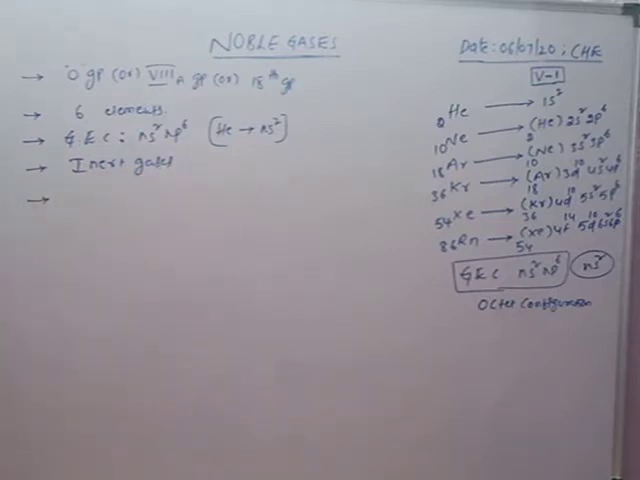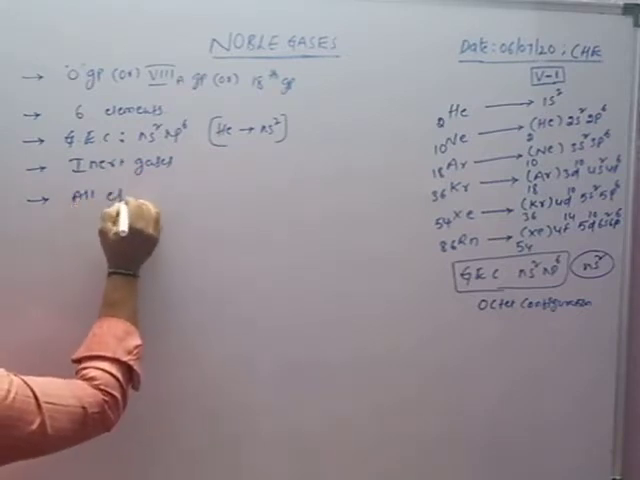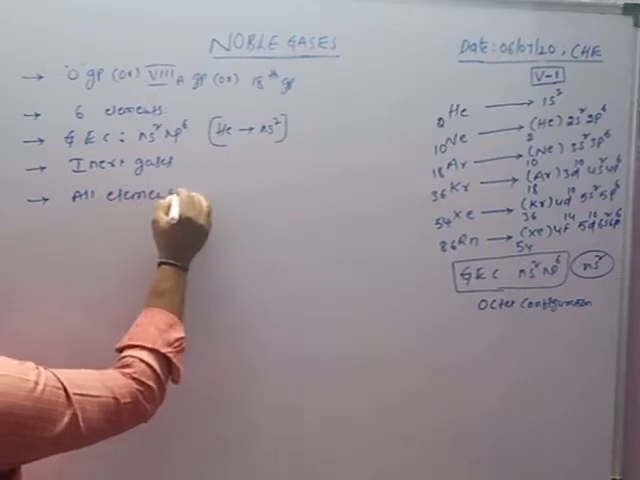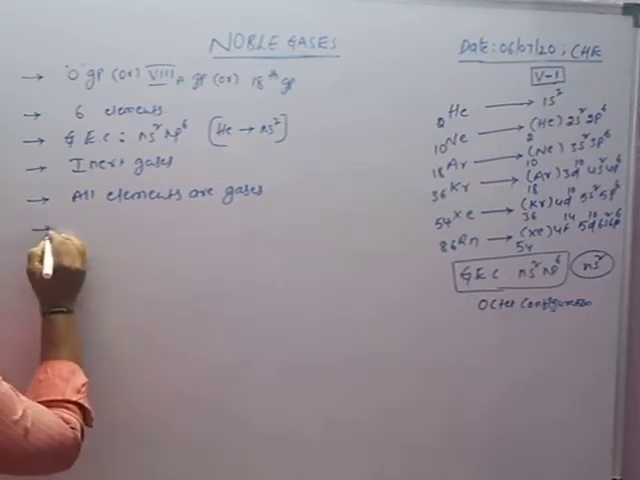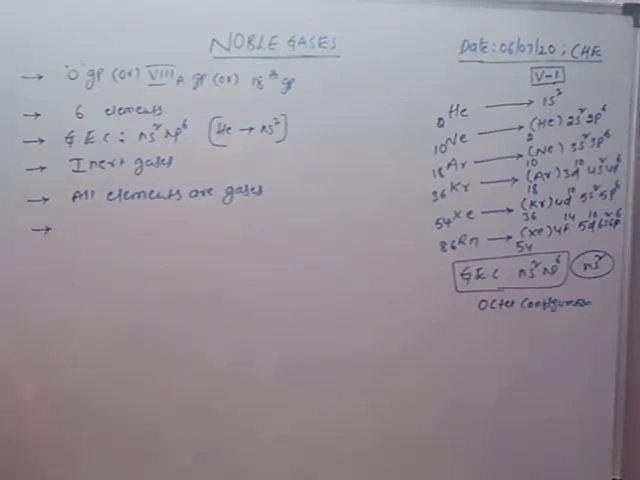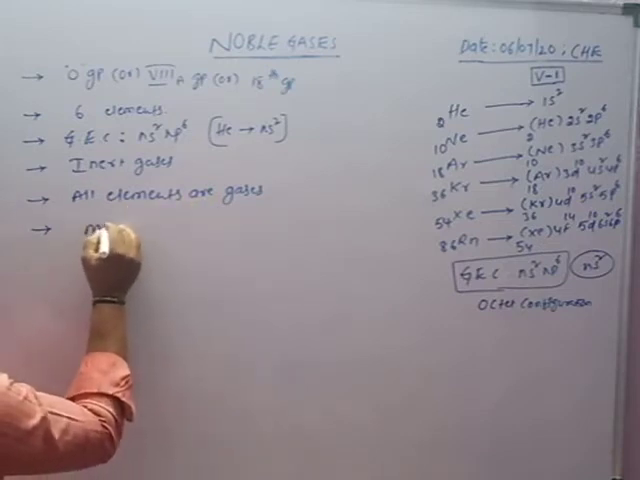So now, in these elements, all are gases. In the total periodic table, the group which consists of all gases is only the zero group elements. These gases are present in the atmosphere in a monoatomic state, not diatomic or triatomic.